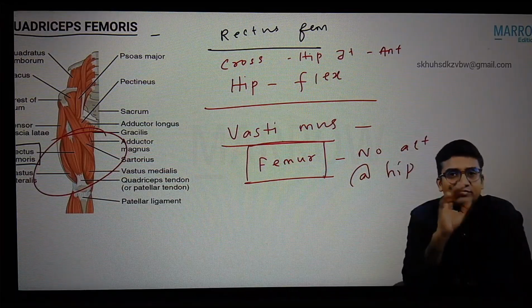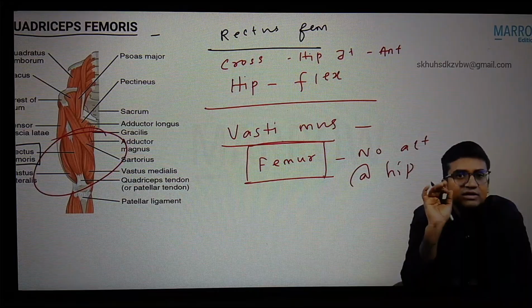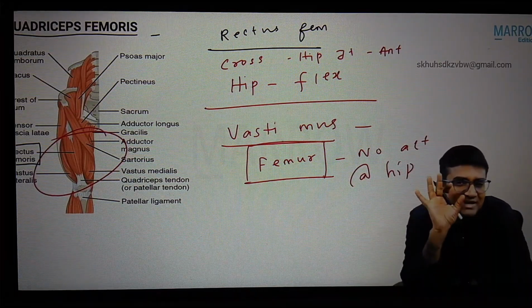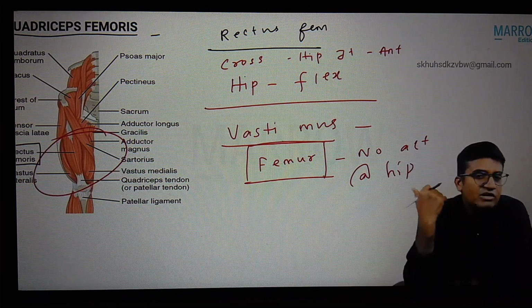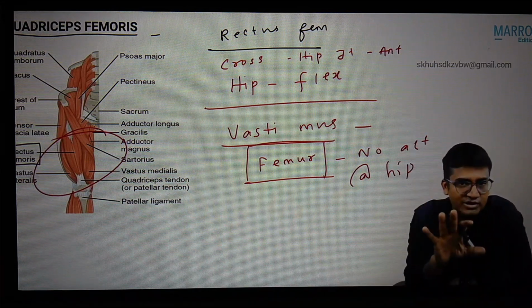Again, this basic detail is enough. The vasti muscles take origin from the femur bone. There is no need to know the exact origin for all these muscles. Just remember the basic idea: the vasti muscles take origin from the femur bone, so they don't have any action at the level of the hip joint.